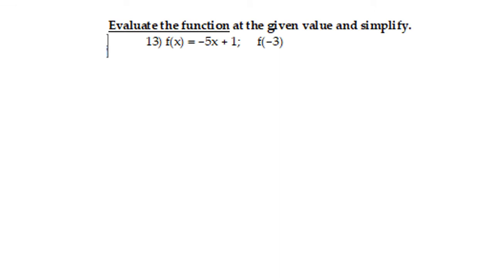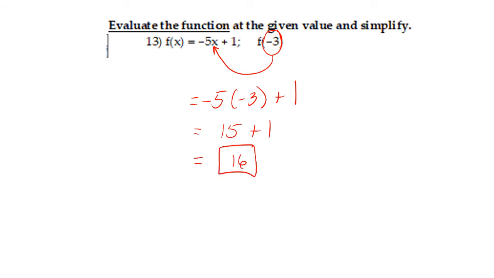Now in this function evaluation problem, we will take the value in the parentheses and substitute that in for the x. So negative 5 times negative 3 plus 1 is the result. That gives me 15 plus 1, which is 16. Final answer.